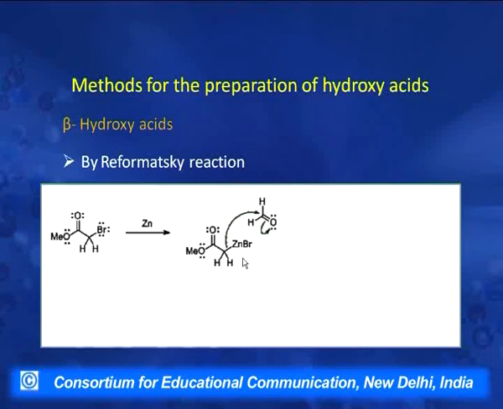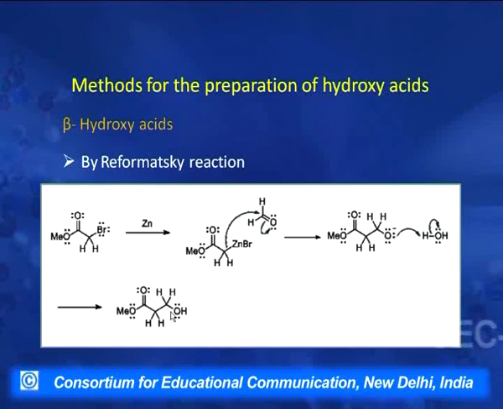And then these organometallic compounds, when treated with some aldehyde, undergo nucleophilic addition. And this carbon goes to carbon and ZnBr goes to this oxygen, and we get this compound, and then this gets hydrolyzed ultimately to give the corresponding OH. So, we have now obtained a hydroxy ester and it can be hydrolyzed to give us a hydroxy acid.